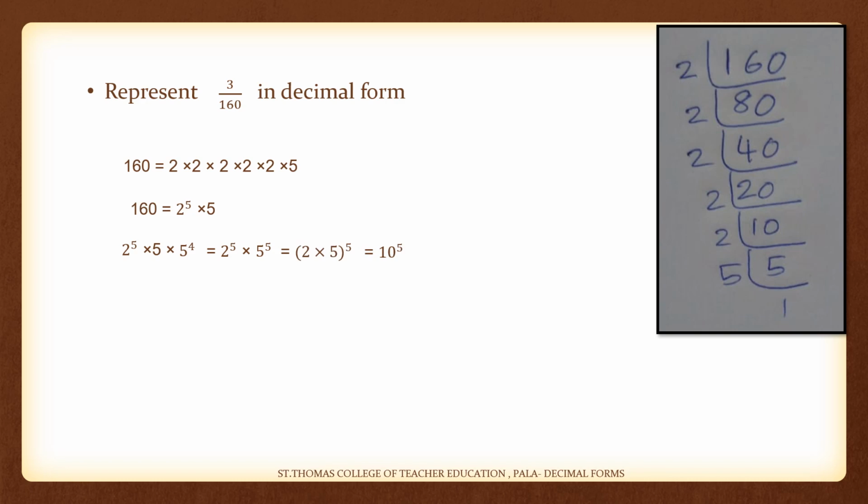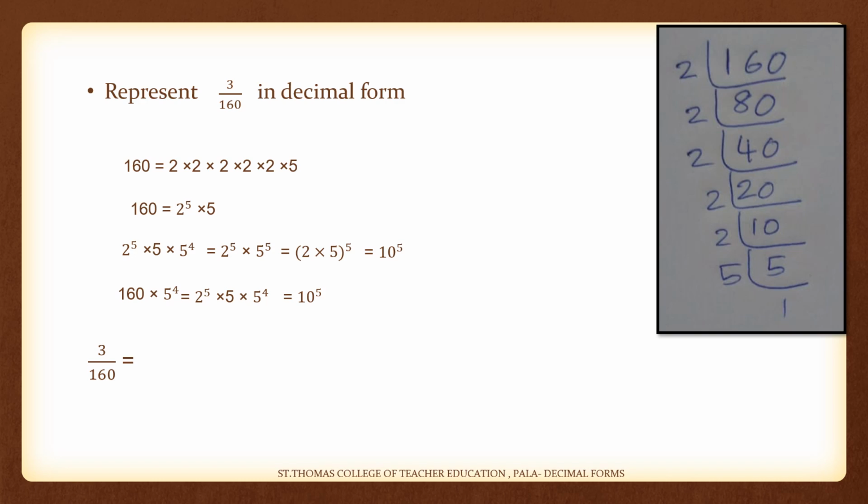Now tell me by which number we should multiply 160 in order to get 10 raised to 5. Yes, very good. It's 5 raised to 4. So that we get 10 raised to 5. Or if we multiply 160 into 5 raised to 4, what we get? 2 raised to 5 into 5 raised to 4, which we found as 10 raised to 5. Okay. Now, we have almost completed the main task. We converted the denominator into a power of 10 by multiplying with 5 raised to 4, isn't it?